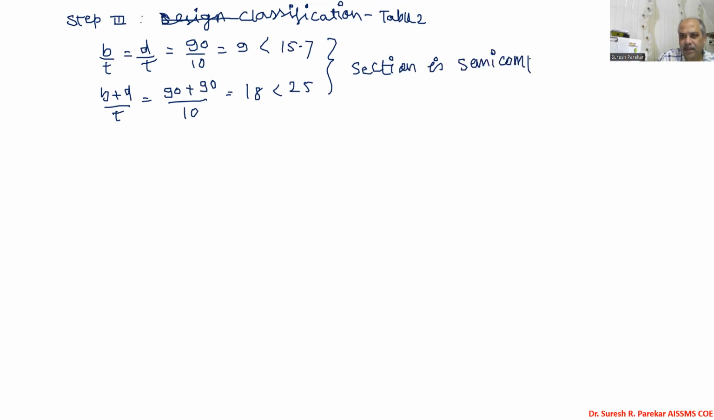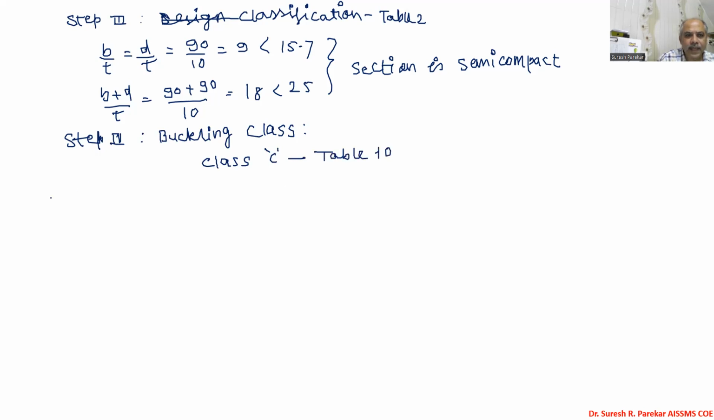Section is semi-compact. Now we go to step 4, buckling class. Except for beams, for all rolled sections, we have buckling class C. We have this from table 10. Then we have step 5, design compressive stress.